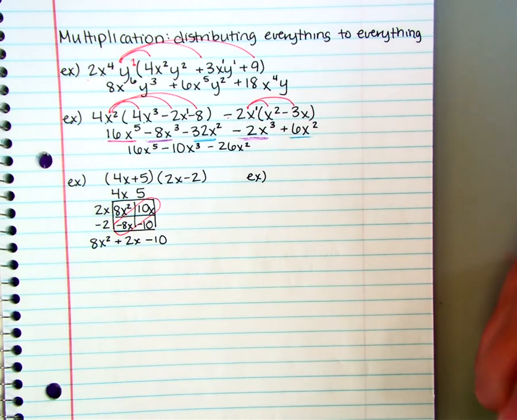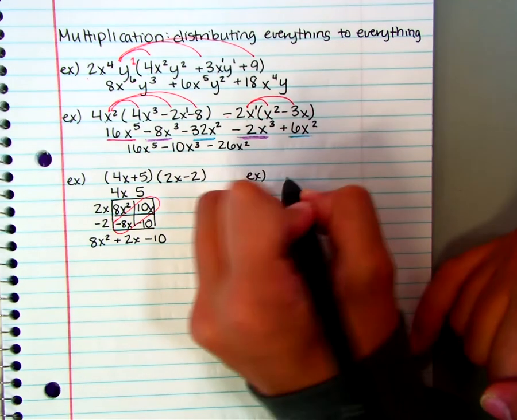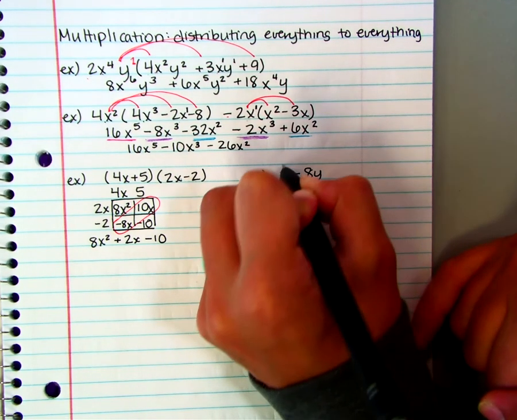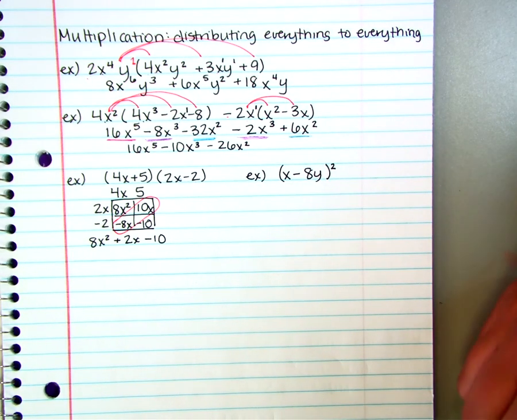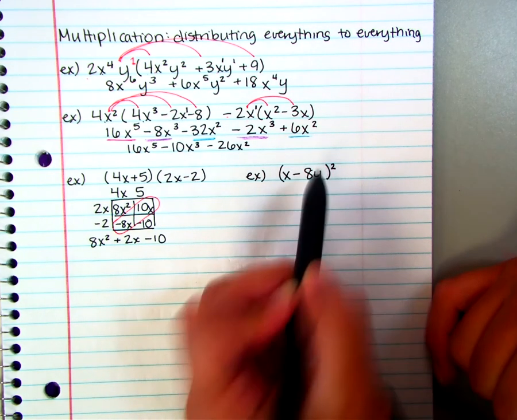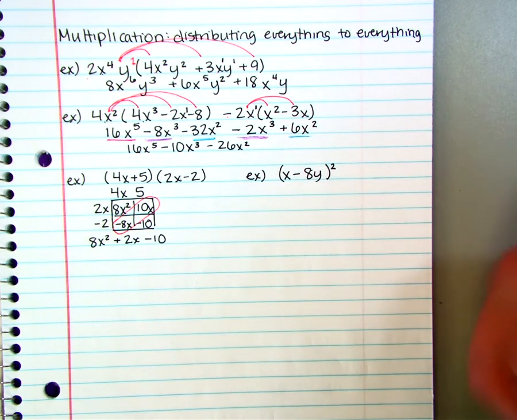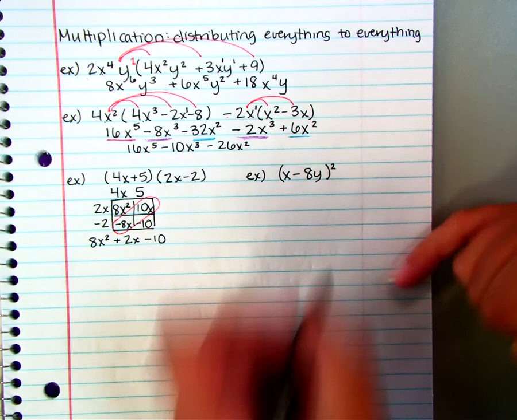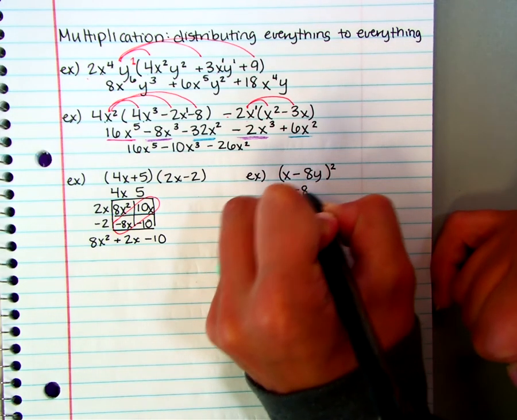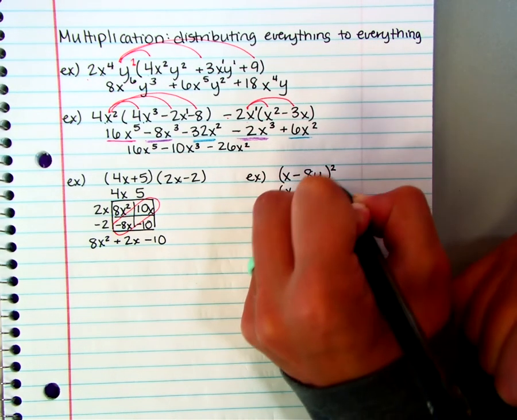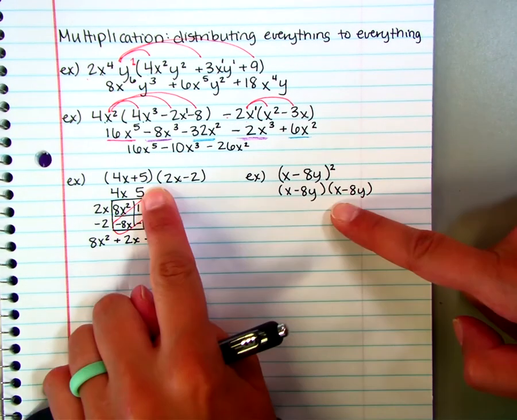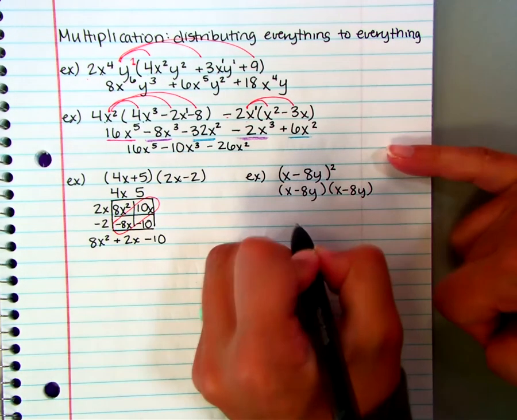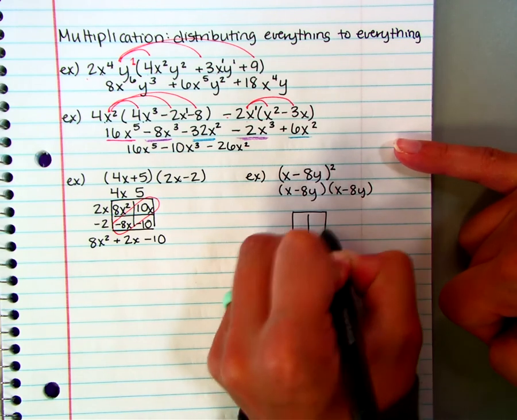So we'll look over here at the next example. So we've got x minus 8y squared, which is kind of weird looking. We haven't really seen that before, and you might think, hey, I'll just distribute this 2 in there. Well, no, you would be wrong, and that's okay. It's a common mistake. But what we do need to remember is that this is just saying x minus 8y is being multiplied by itself. And so now it looks just like the first example. And so we'll go ahead and draw a box here as well.